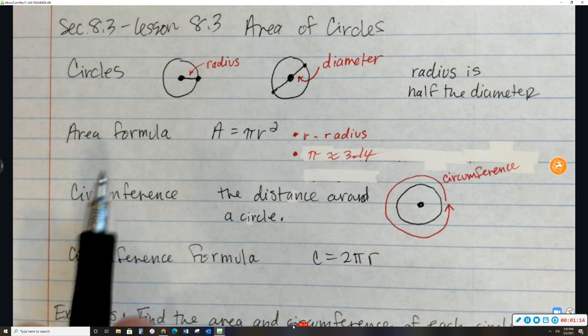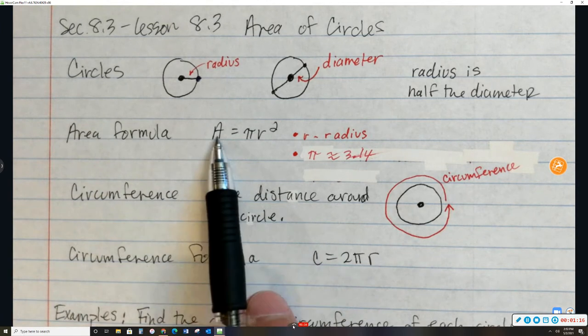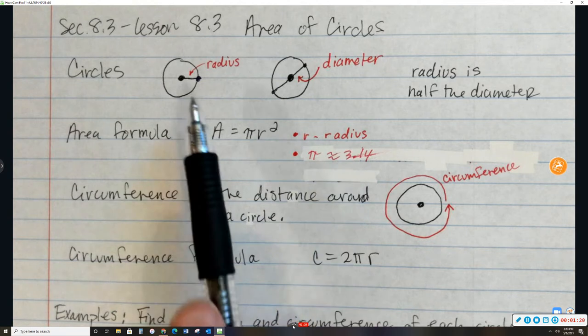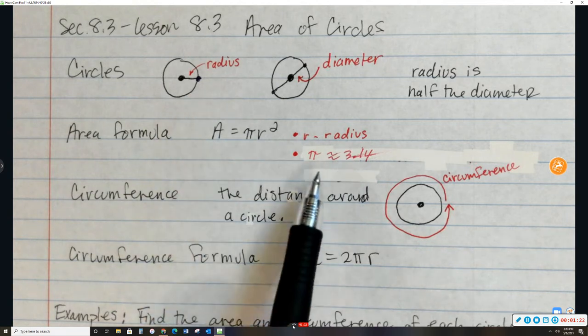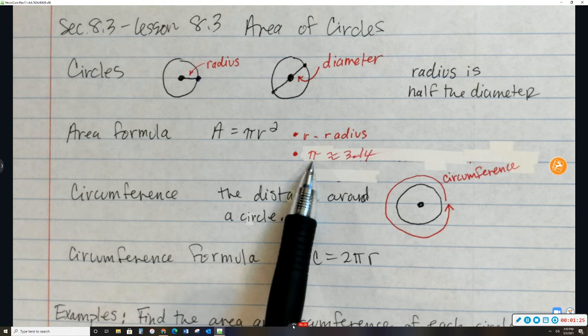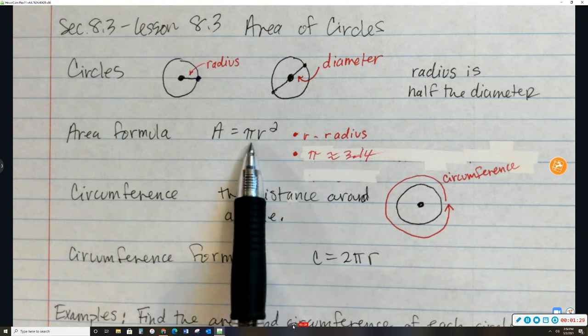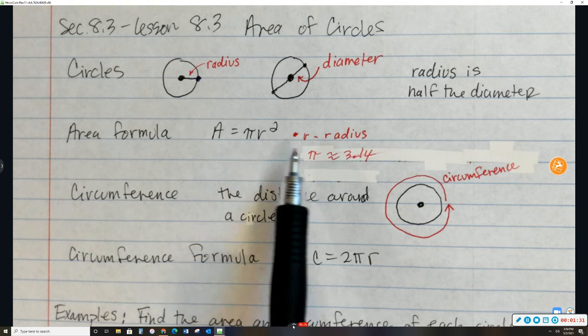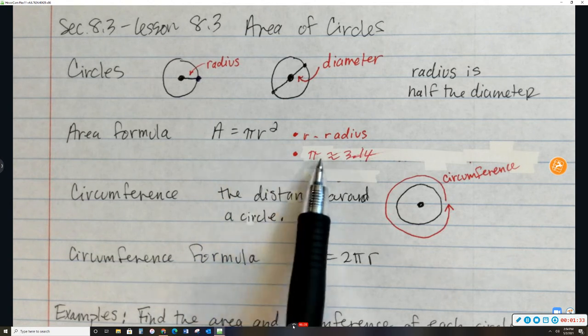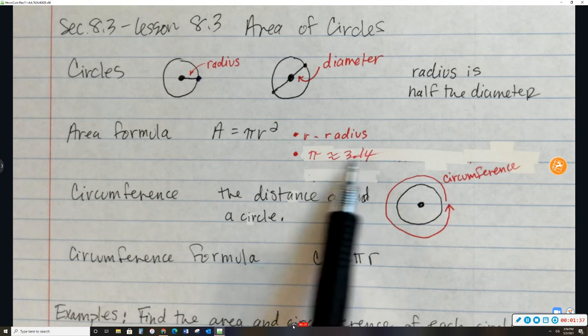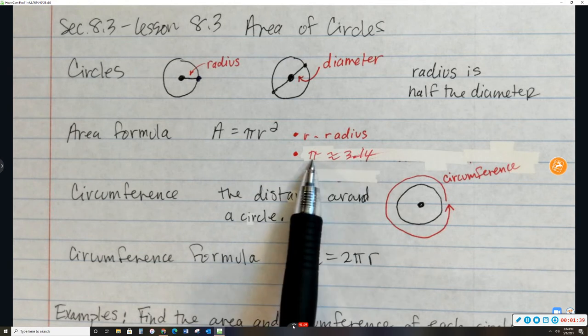So if we look at the area formula, the area formula is pi r squared. R stands for the radius, and then pi is actually a number. And sometimes they want us to leave pi in the answer, and sometimes they want an approximate answer. Whenever we're approximating, we always use 3.14 in place of pi. Okay.